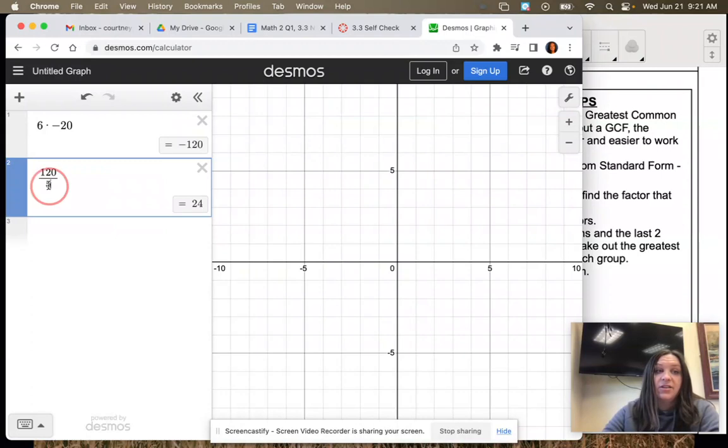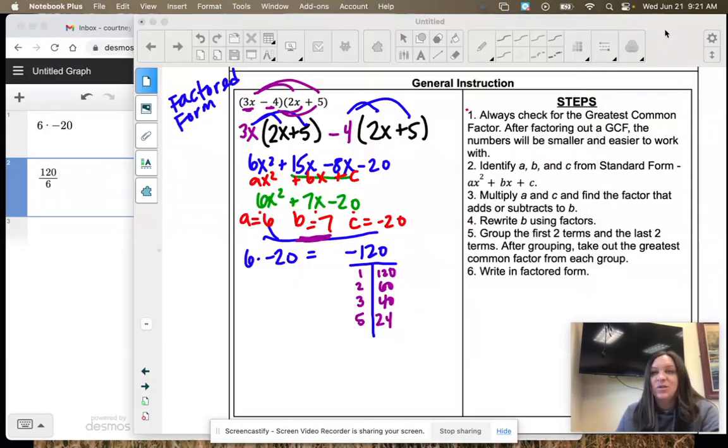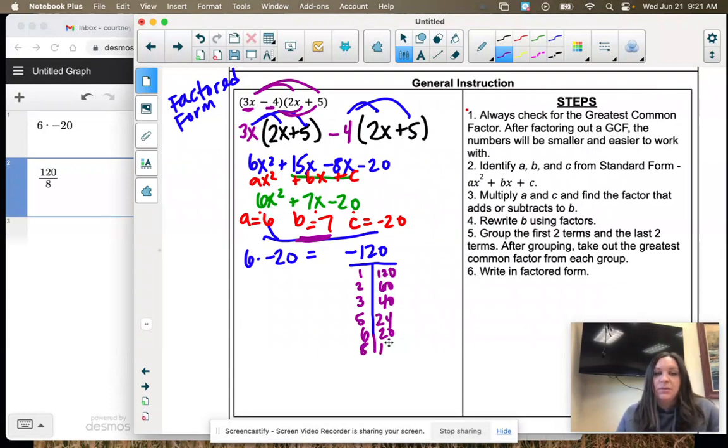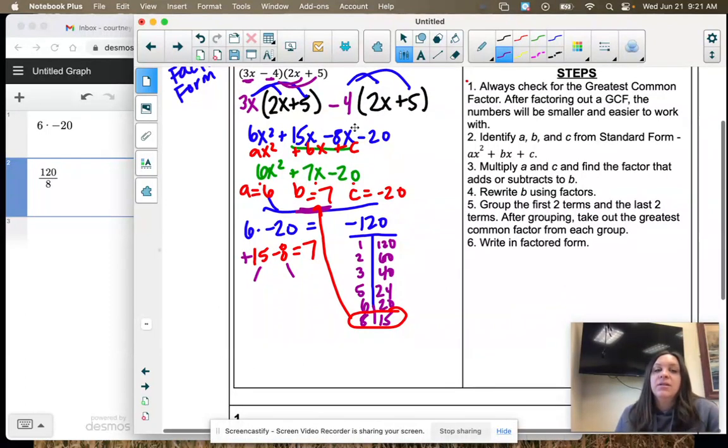Remember, I'm trying to add or subtract to 7. So we're not there yet. 6 and 20. 7, 8, and 15. There we go. I'm going to stop because 15 minus 8 is 7. So when we were factoring in the last section, we would just take these two numbers and they would be in our factors. We're not going to do that. We're going to go back here.